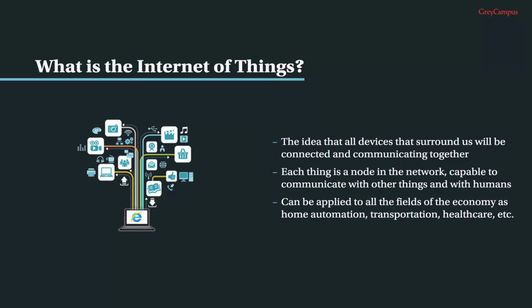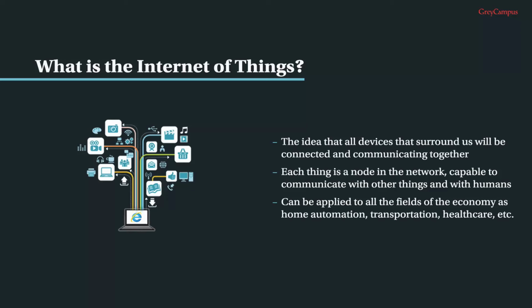First, what is the Internet of Things? The Internet of Things, which is usually called IoT, is the idea that all devices around us will one day be connected and interacting together. So in the Internet of Things, each thing is a node within a network, just like for now our computers are a node in the internet.